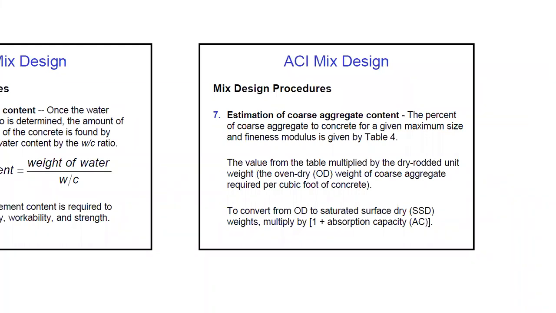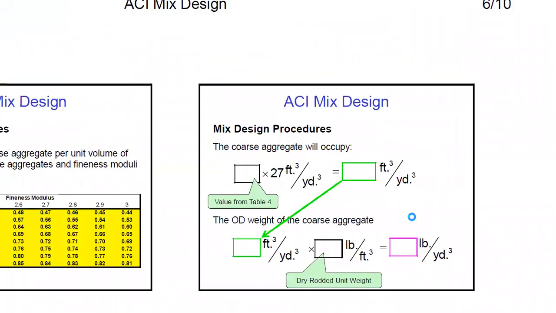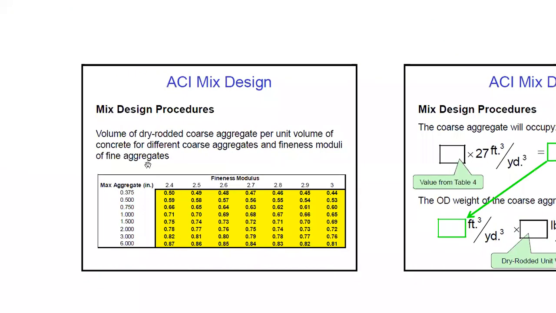To convert from oven dry to saturated surface dry, SSD weight, multiply by 1 plus absorption capacity. This last sentence would be elaborated in the coming slides, so this might not be evident right now, and we would have to look into a few details for this. So this table number 4 gives what? Volume of dry rodded coarse aggregate per unit volume of the concrete for different coarse aggregates and fineness modulus of fine aggregate.